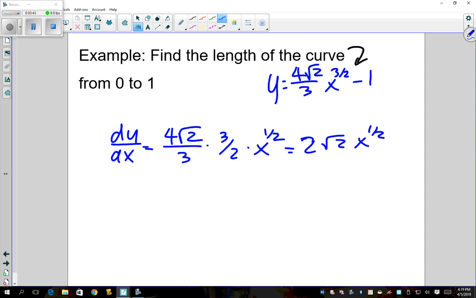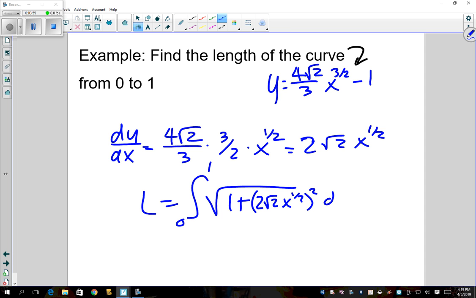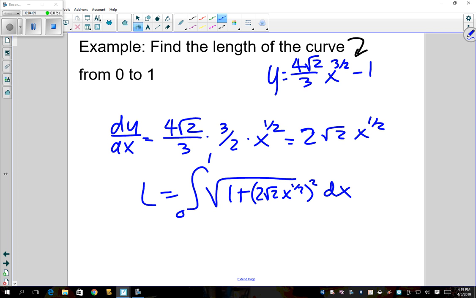And so now I can just plug this in my handy dandy length formula. So the length is the integral from 0 to 1 of the square root of 1 plus (2 root 2 x to the 1 half) squared dx. For right now, I'm just focused that we can set up the integral, and then we'll have some practice to integrate in class. So if you want to try to integrate this by hand, you can, but we get that this just ends up being 13 over 6. So if you integrate it and you evaluate it, you should get 13 over 6.